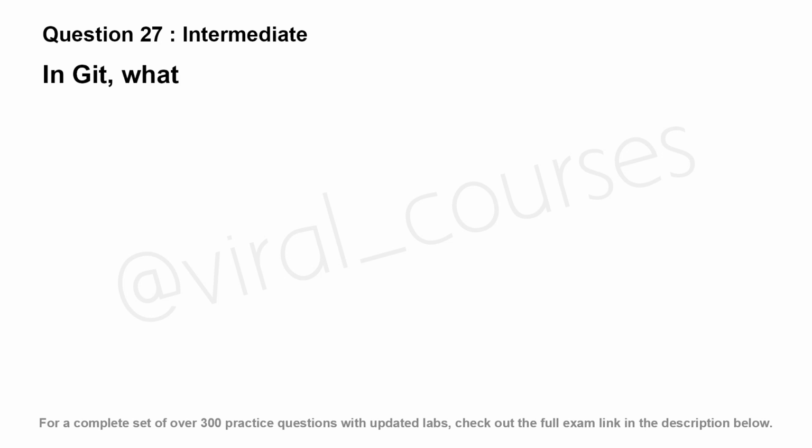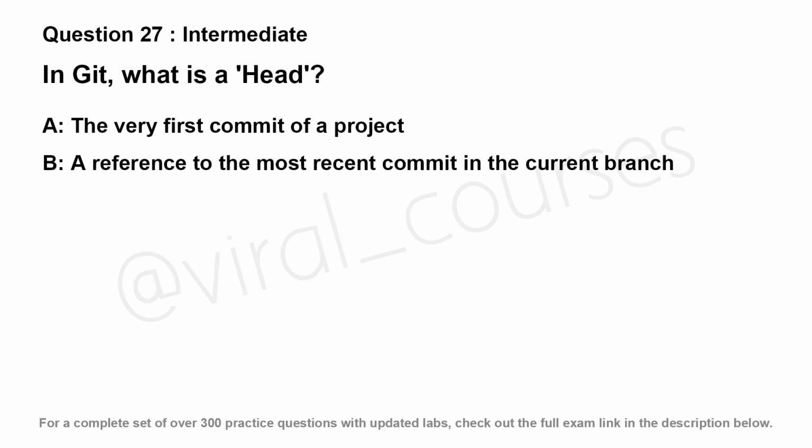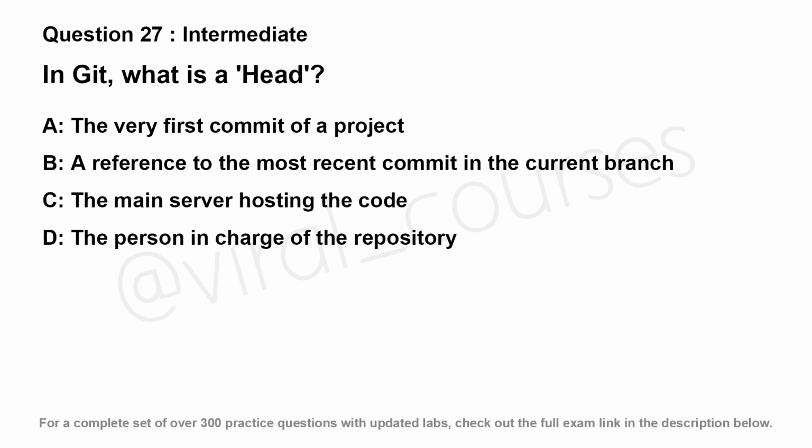In Git, what is a head? Option A, the very first commit of a project. Option B, a reference to the most recent commit in the current branch. Option C, the main server hosting the code. Option D, the person in charge of the repository.